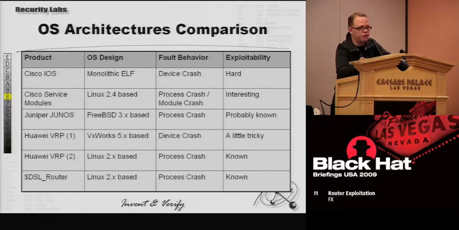Huawei actually runs two different ways. Their VRP is either VxWorks or Linux. Both have pretty much the same behavior, except Huawei opted for device crash as fault behavior in the VxWorks. But it's actually really doable. And your arbitrary plastic DSL router, $10 at Fry's, is Linux-based and is pretty much like owning a regular Linux machine.